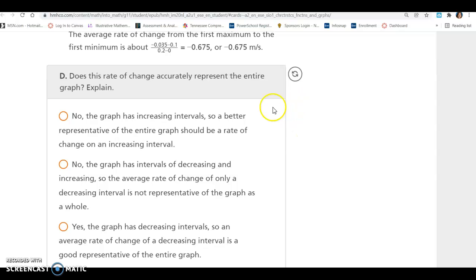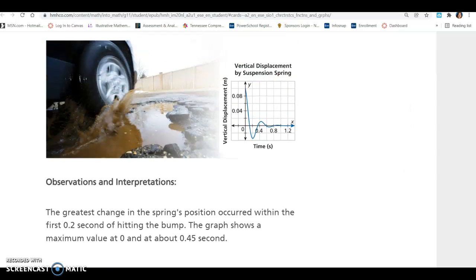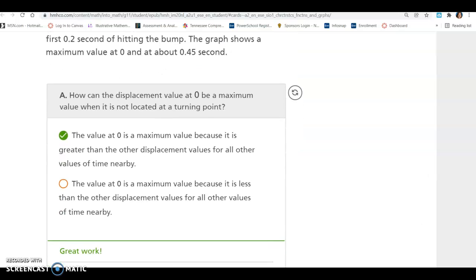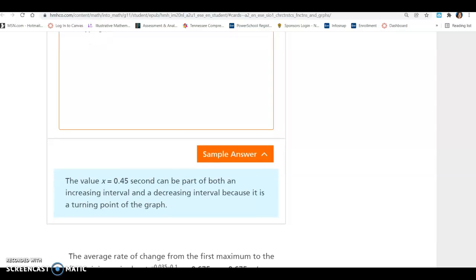All right, so they're looking at the first 0.2 seconds. So if you go back and look at the first 0.2 seconds, does the average rate of change of this portion of the graph here represent the average rate of change of the whole graph? Well, no, not exactly, because that's when it first hits the bump, and that entire portion is decreasing, so the average rate of change is going to be different than it would be if you're looking at the whole graph.